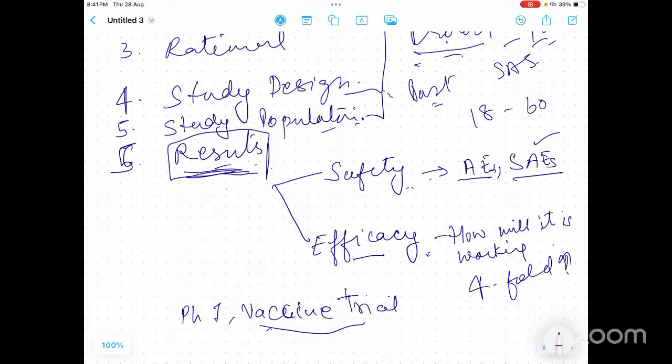Another example, suppose you are a regulatory body. In a regulatory body, one person doesn't review. Most of the people review. Take an example of the DCGI. The DCGI has 25 SMEs, subject matter experts, right? Suppose this CSR goes to a microbiologist. So the microbiologist will be focusing here.